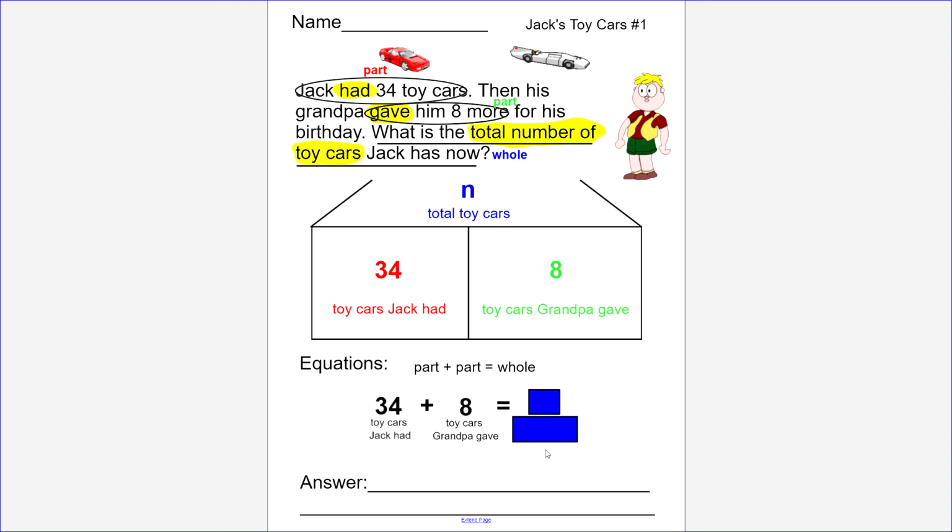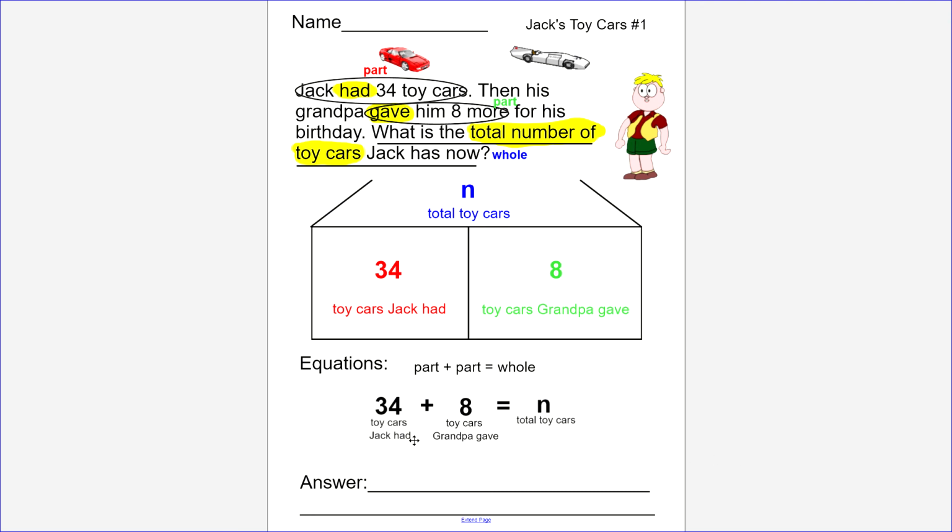What will our whole or total be? Go ahead and look at the bar diagram to help you figure that out. What number should we write for the total? Remember, it's going to match the whole in the bar diagram. What words should we write for the whole? What would we write for our whole? You're right. We would write N for the number because we do not know it, it's unknown, and it's N total toy cars. We currently do not know the total number of toy cars Jack has because it doesn't tell us in the story problem.